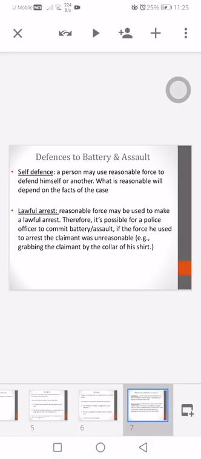Defenses to battery and assault: self-defense and lawful arrest. For self-defense, a person may use reasonable force to defend himself or another. What is reasonable will depend on the facts of the case. For lawful arrest, reasonable force may be used to make a lawful arrest. Therefore, it is possible for a police officer to commit battery or assault if the force he used to arrest the claimant was unreasonable, for example, grabbing the claimant by the collar of his shirt.